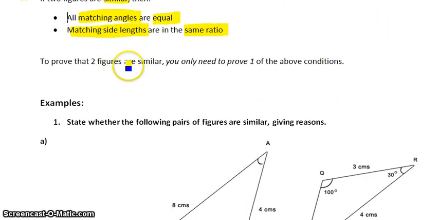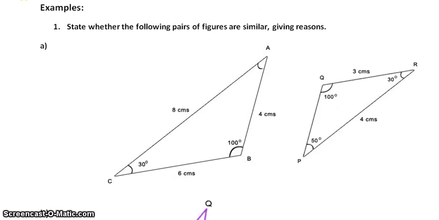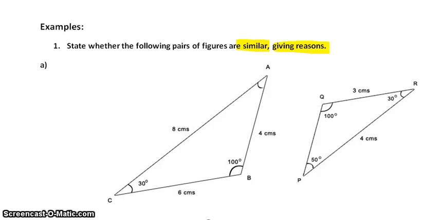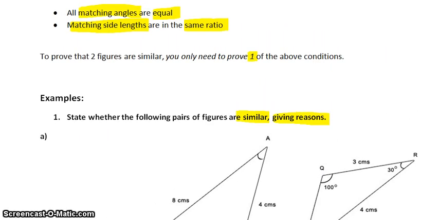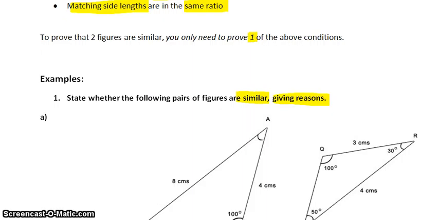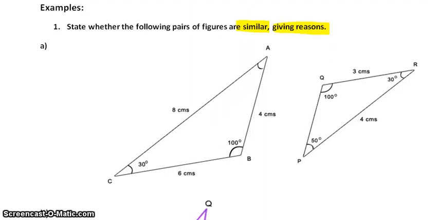To prove that two figures are similar, you only need to prove one of the above two things. So you don't have to show them all, just one of the two things. In this first question, let's look at some examples together now. It says state whether the following pairs of figures are similar, giving reasons. So we're going to say, are these similar, yes or no, and why? And the reasons are going to be either matching angles are equal or matching side lengths are in the same ratio. Let's have a look at these together.